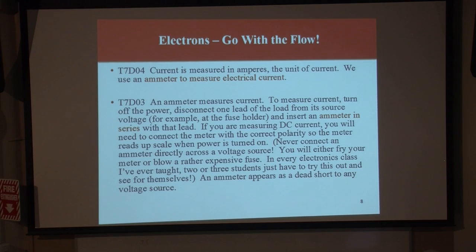An ammeter measures current. To measure current, turn off the power, disconnect one lead from the source voltage, for example, at the fuse holder. Insert the ammeter in series with the lead. If you're measuring DC current, you will need to connect the meter with the correct polarity so the meter reads upscale when the power is turned on. Never connect an ammeter directly across the voltage source. You will either fry your meter or blow a rather expensive fuse.